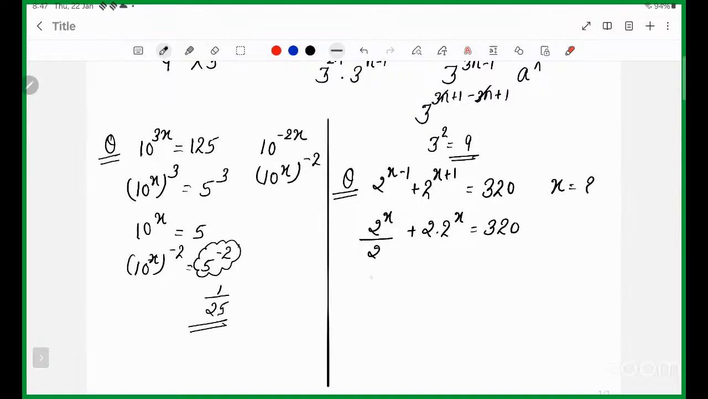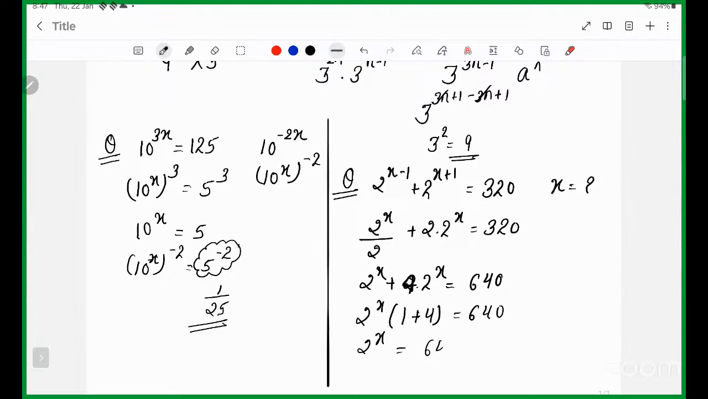So if I remove the denominator, then it will be 2 raised to power x plus 2 into 2 into 2 raised to power x. Sorry, 2 into 2, so it will be 4. It will get multiplied here, and this side it will be 640. And can I take 2 raised to power x common? If I take 2 raised to power x common, it will be 1 plus 4. So here it will be 640, and 2 raised to power x will be equal to 640 divided by 5, which will be 128.